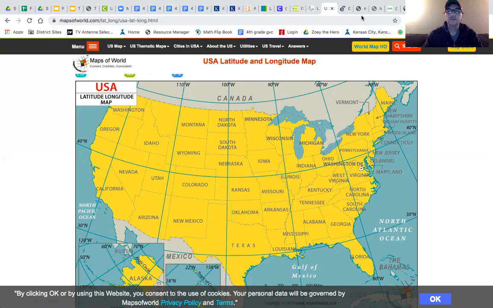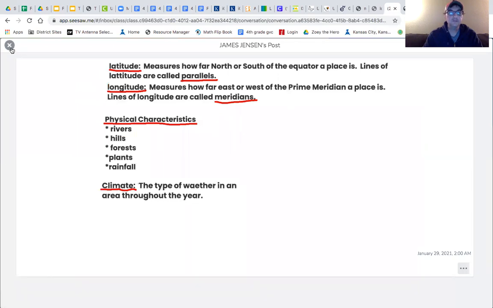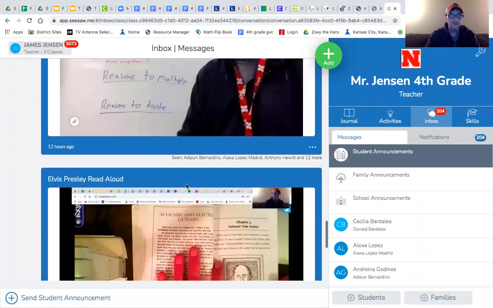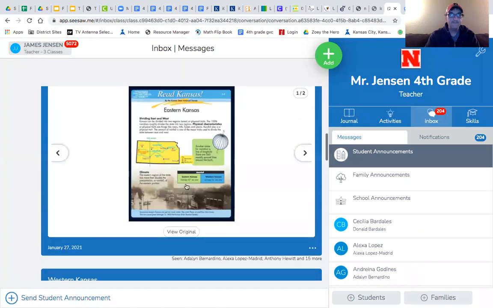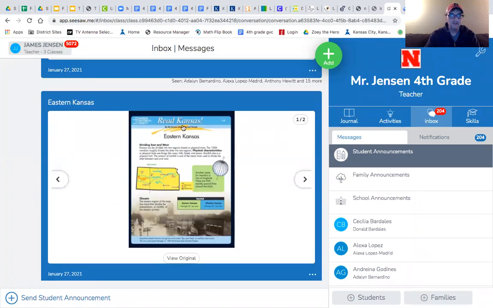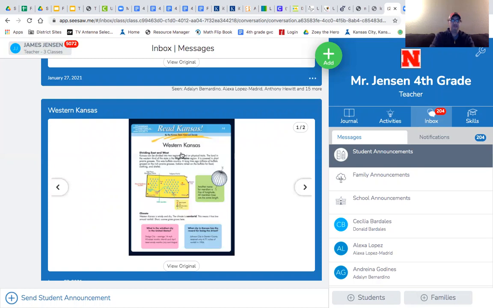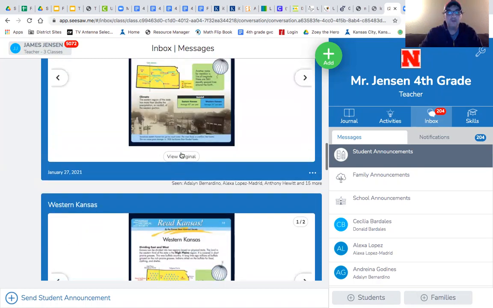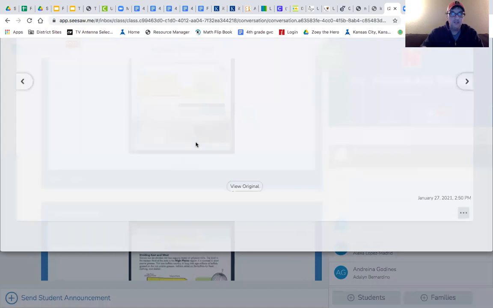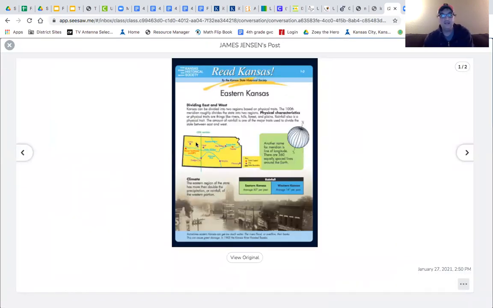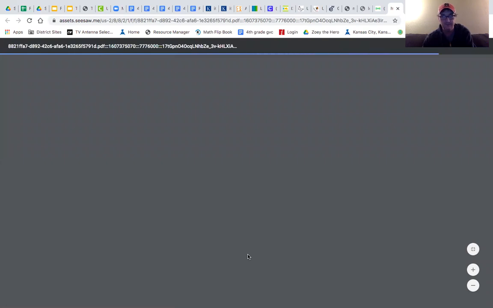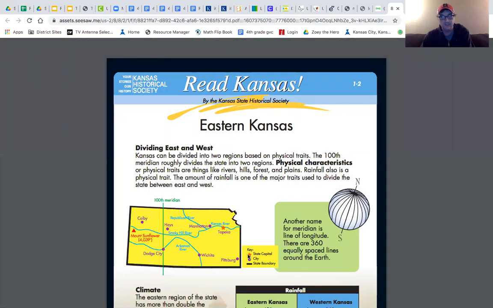So take a look at, in Seesaw, we have these two articles. They say read Kansas. One's eastern Kansas, and the other one is western Kansas. I'm going to take a moment to read these two articles to you, and I want you to figure out, why do they separate Kansas into eastern and western? What is the major difference between the two? That's what I want you to think about.